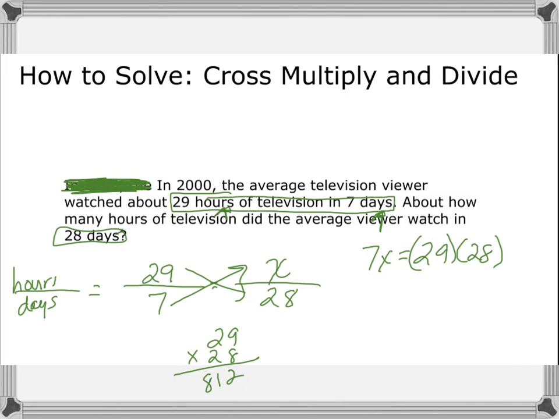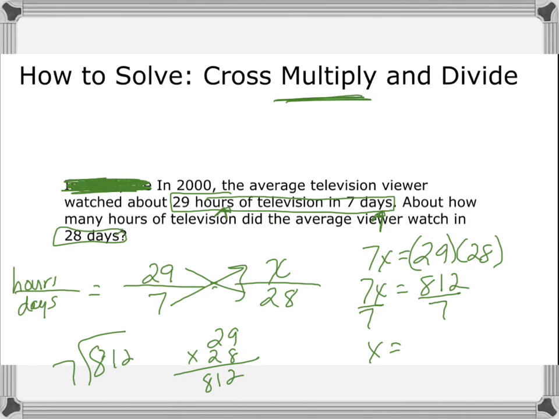All right, so if you multiplied correctly, you would have that 7x is equal to 812. So now we've done the multiply part of cross multiply. Now I'm going to divide. So I'm going to divide both sides by 7. And again, need that doodle work to show 812 divided by 7. And we end up with 116. So that means that the average television watcher in 28 days watched 116 hours of television.